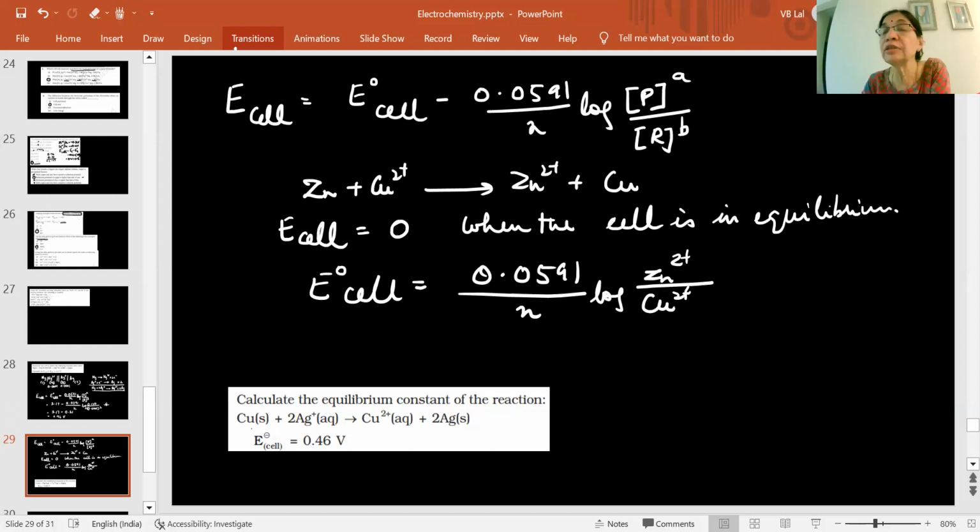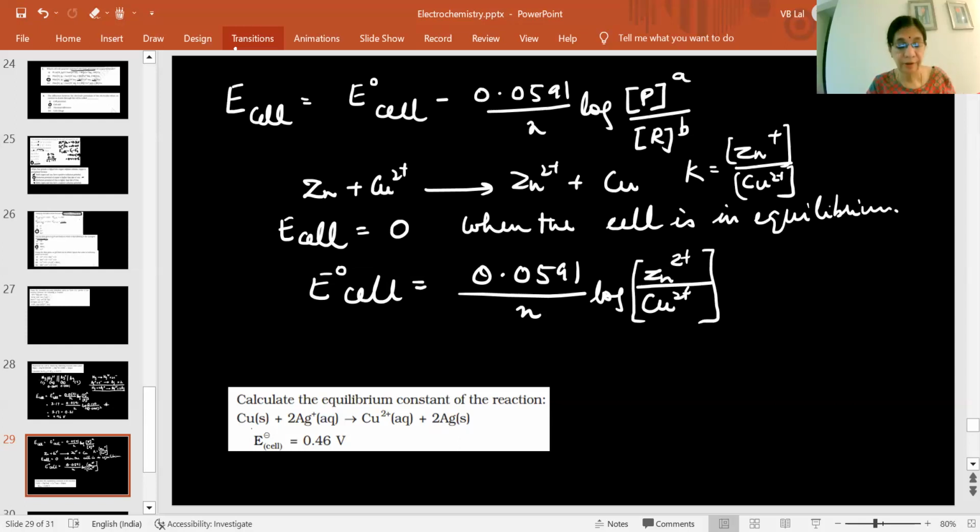Now, when the cell is in equilibrium, if you remember from last year, you have learned equilibrium constant. For this reaction here, how do you write the equilibrium constant? Equilibrium constant K is equal to concentration of the product upon the concentration of the reactant, right? That is the equilibrium constant. So if the cell is in equilibrium, these values here are the values of equilibrium constant.